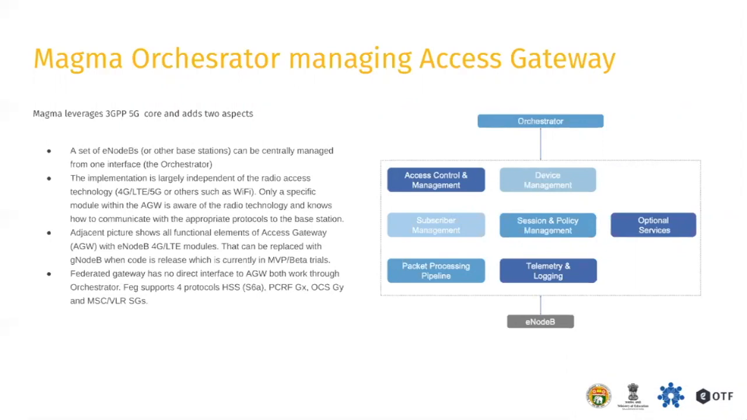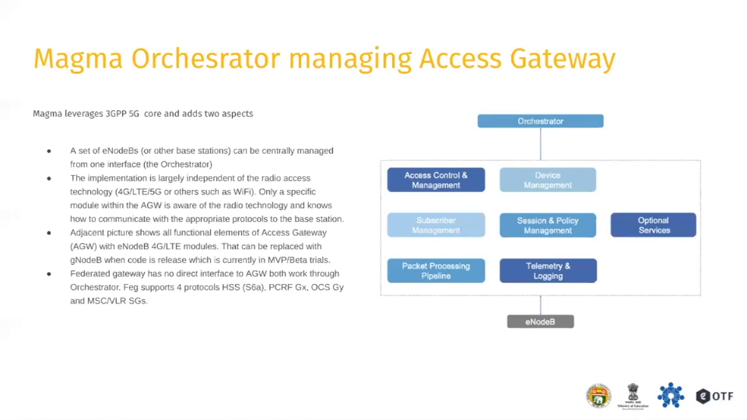So let's look at the functionality you have in this. You have access control management, subscriber management, and packet processing. Packet processing pipeline is more of a user plane function. Let's drop it right now. So access control and management, and subscriber management. Now the subscriber management can be local in the access gateway, or it can be remote. If it is remote, then it has to be fetched from where it exists.